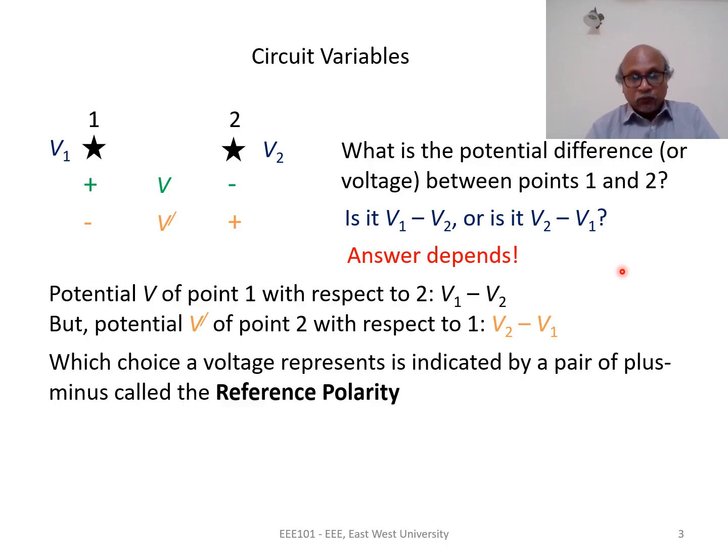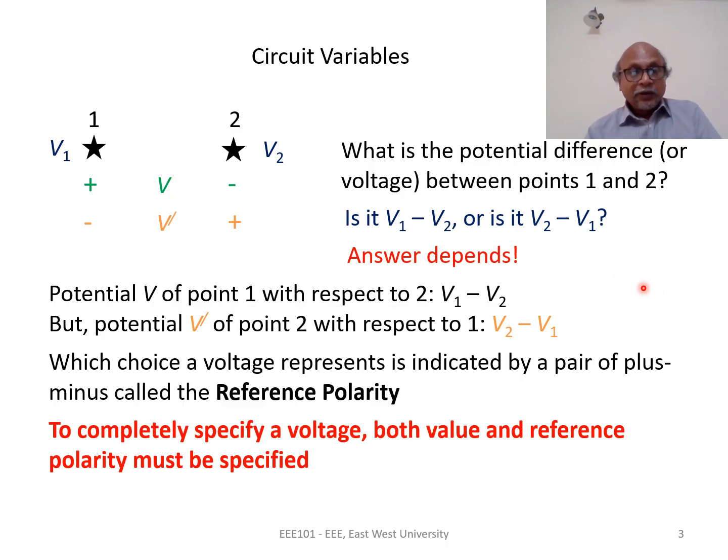Now we always have to remember that to completely specify a voltage, we need to show both the value V or V prime and the reference polarity represented by a pair of plus minus signs. If we do not mention either the value or the reference polarity, the voltage specification is incomplete.